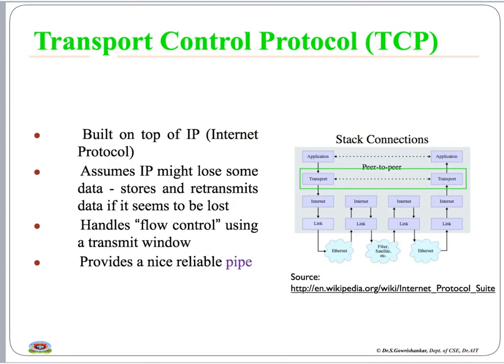Transmission Control Protocol is basically a set of guidelines issued to any communication network built on top of Internet Protocol. It assumes Internet Protocol might lose some data, so it stores and retransmits data if it seems to be lost. Basically, it handles flow control using a transmit window. You might have come across a sliding window, stop and wait protocol. TCP is used to transfer data with an assumption of lossless transmission. If you miss some data, it will be recovered by retransmitting the data.